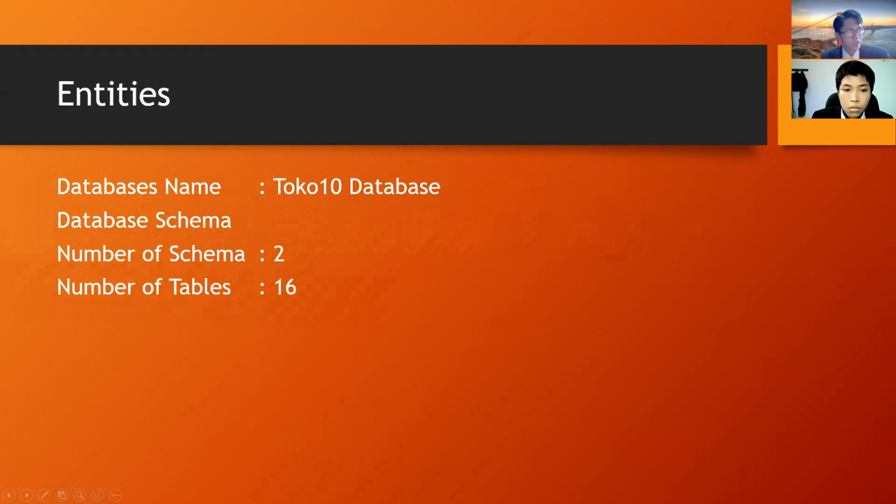Here are the entities. The database name is Tokoten Database. And then for the database schema, we have 2 schemas and 16 tables.